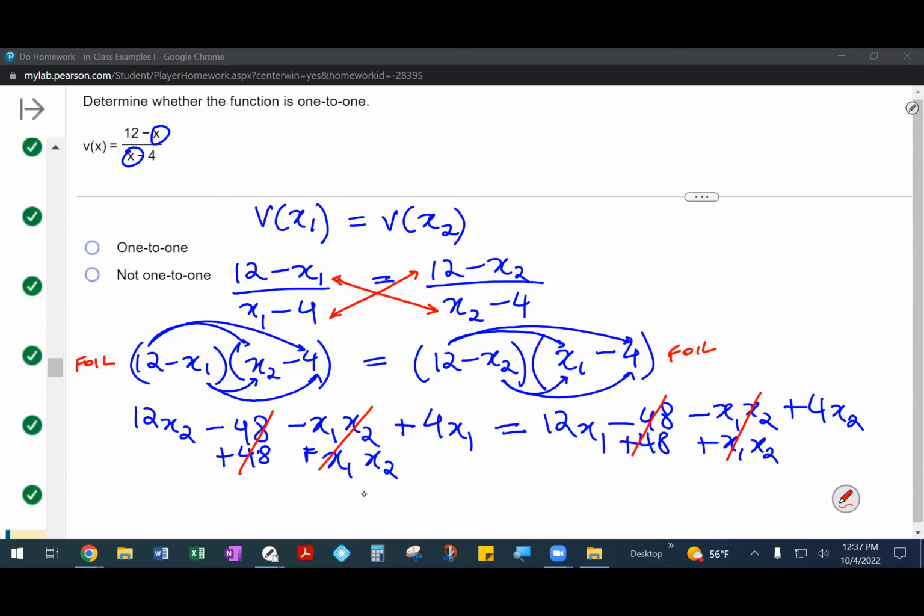What else can be moved around? What similar terms do you see on both sides?